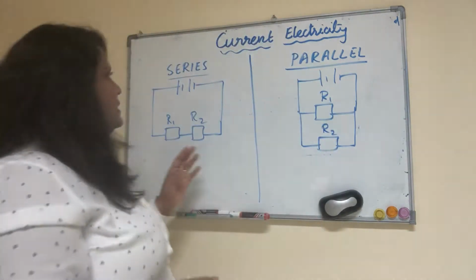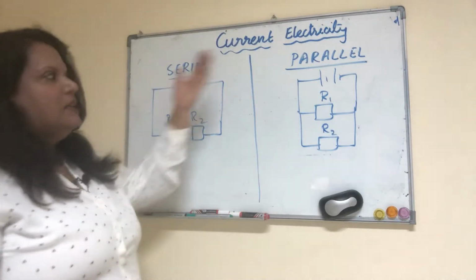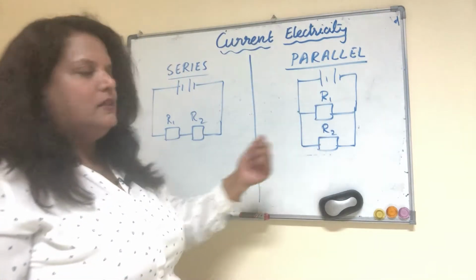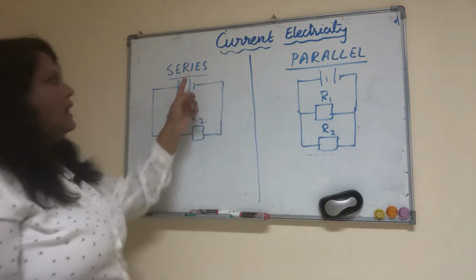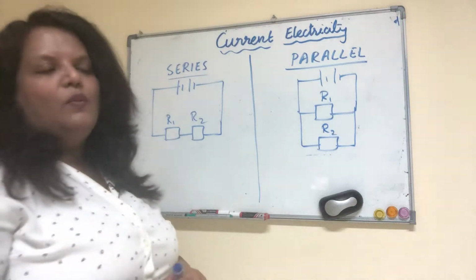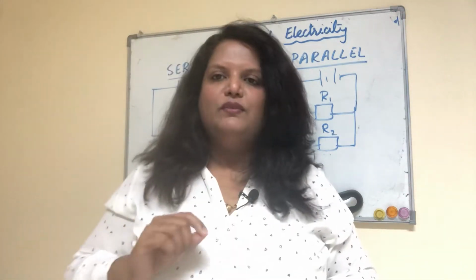Now, series and parallel, from the name itself, you can see that parallel paths are parallel to each other. And in series, you just have one single loop or one single path for the current to flow through.